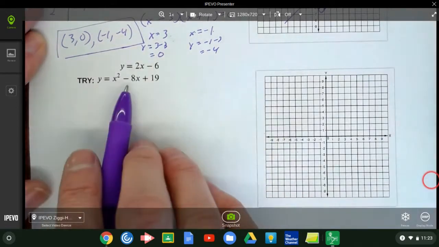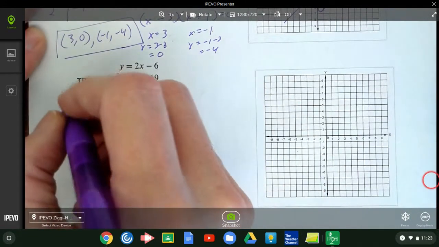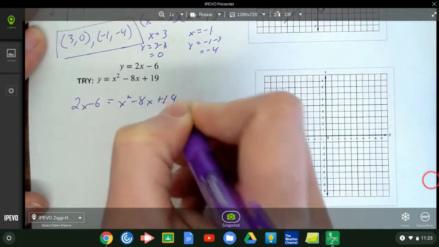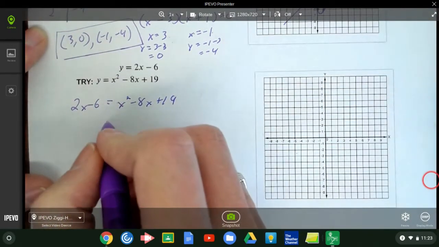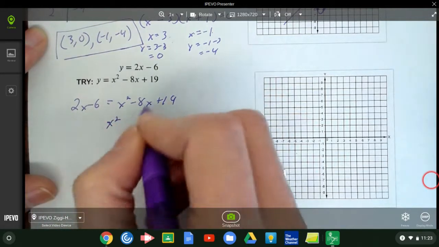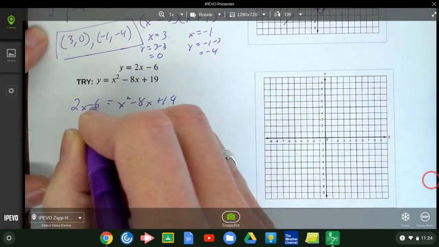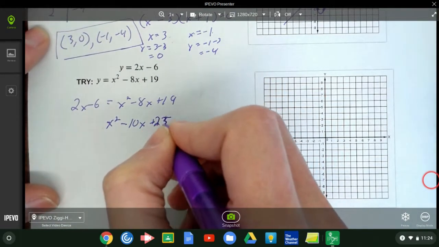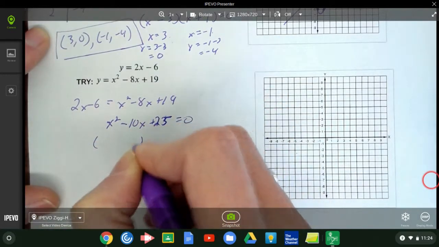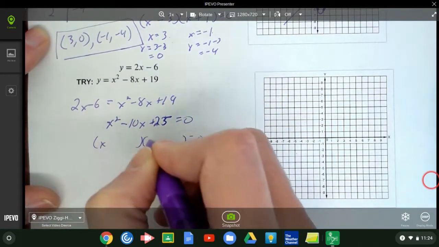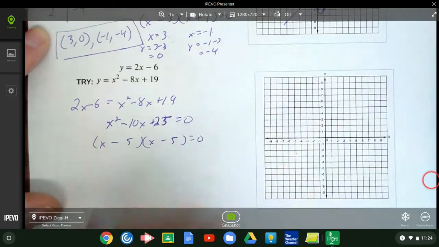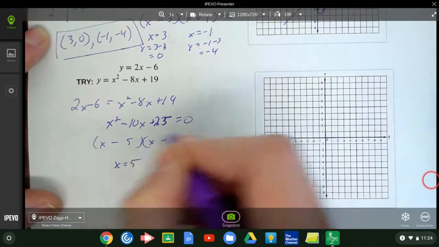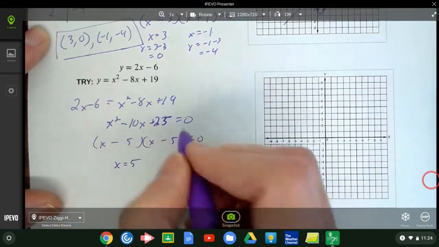So taking a look at this, you know what? I'm just going to go ahead and solve it. 2x minus 6 equals x squared minus 8x plus 19. Again, that's going to give me x squared. If I subtract 2x on both sides, that's negative 10x. Add 6 to both sides, so that's 13. Whoops, no, that's 25. And it equals 0. And now I begin factoring. Hey, this might look familiar to you. Minus 5, minus 5. There's only one solution at x equals 5, because I got the same thing twice. Perfect square trinomial, might look familiar.